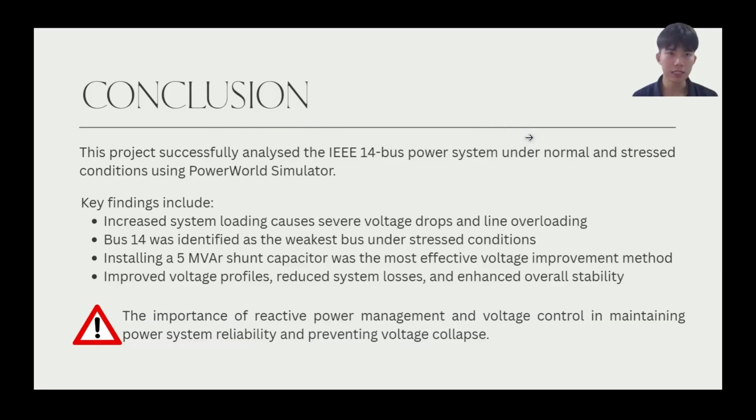In conclusion, this project successfully analyzed the IEEE 14 bus power system under normal and stress conditions using the PowerWorld simulator. Here are several key findings. Firstly, increased system loading causes severe voltage drops and line overloading. Secondly, bus 14 was identified as the weakest bus under stress conditions. Thirdly, installing a 5 ampere shunt capacitor was the most effective voltage improvement method. And finally, improved voltage profiles, reduced system losses, and enhanced overall stability.